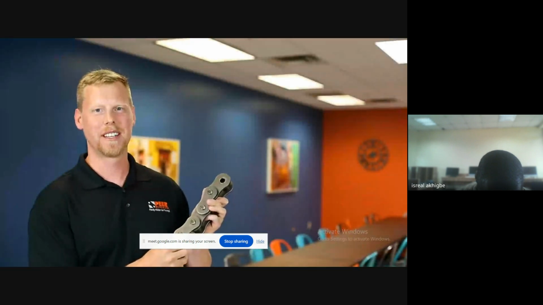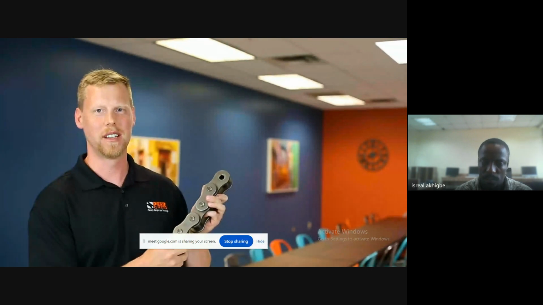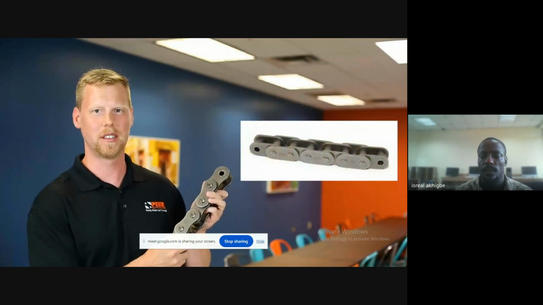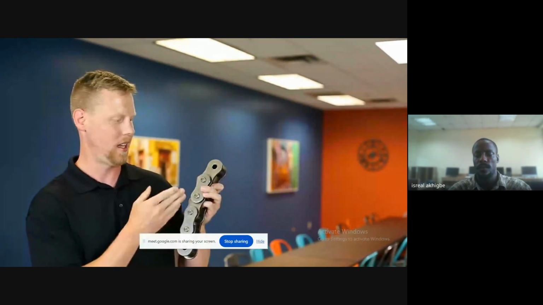Roller chain can be supplied in two different styles. It can have straight side plates or figure-8 side plates, like shown here.